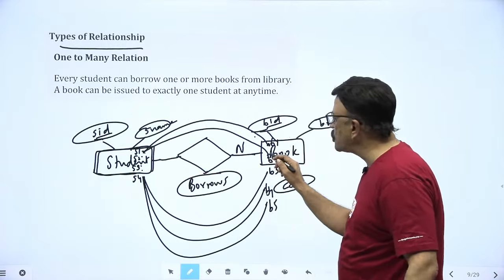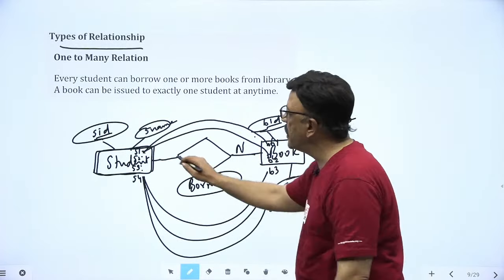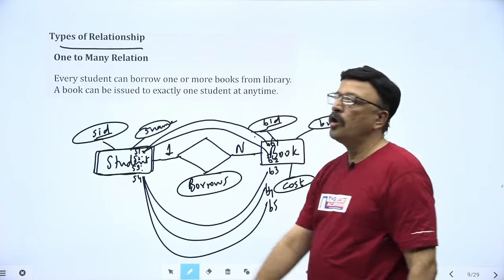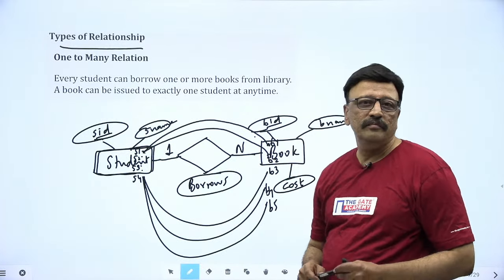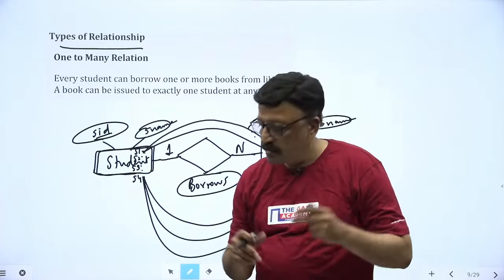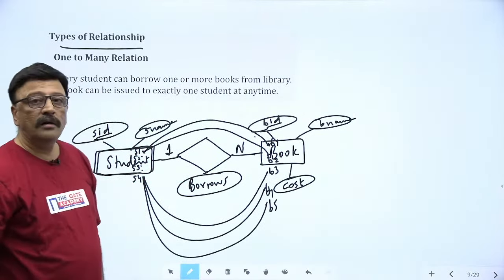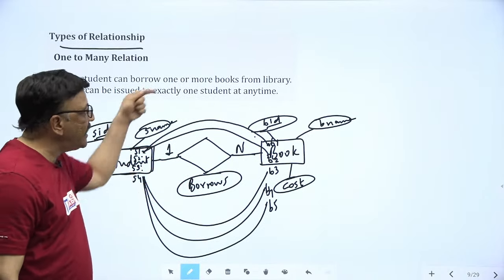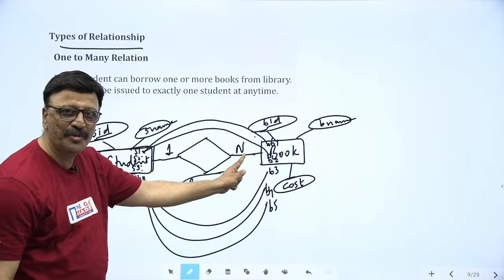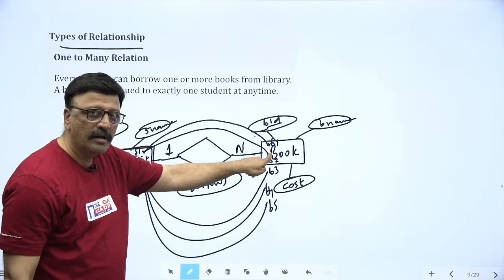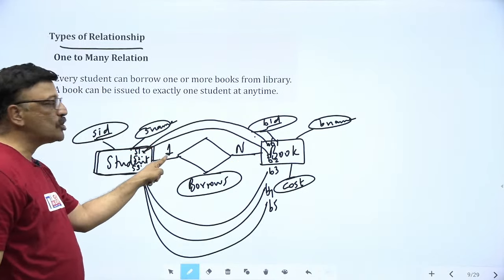This B2 will also take you to exactly one student. That means 1 should be written on the student side. Look at it again from this side. A student can take N books, many books. A book can be issued to only one student.